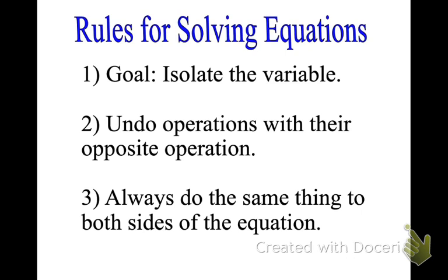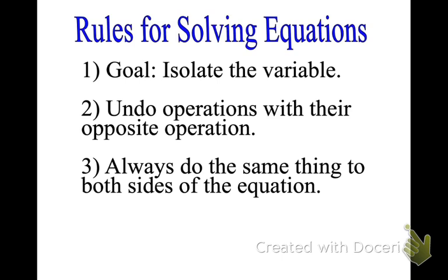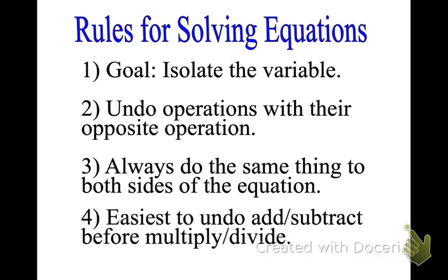All right, so go back to your notes from the last time we met, and I want you to add one more rule to it. Okay? And that is, in addition to, we are still isolating the variable to one side, we're undoing the operations with their opposite operation. You don't need to rewrite this whole thing. We always do the same thing to both sides of the equation. But now number 4 is, it's easiest to undo the adding and subtracting before undoing the multiply and divide. Okay? Pause the recording if you need to continue taking notes. Add that number 4 to your notes.